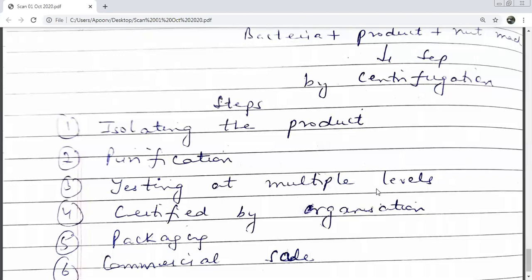And after testing, we have an organization, beta, which certifies any medicine before it comes to the market. If you remember, recently a medicine was launched for COVID. I think Baba Ramdev had launched it. Yes, it was Coronil. There was a lot of issue that he did not get it approved from this organization. Can anybody name it in India? Which is the organization?